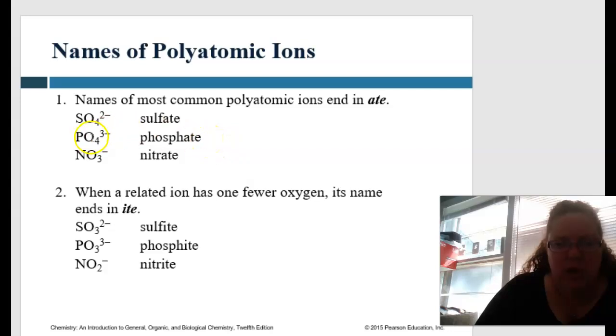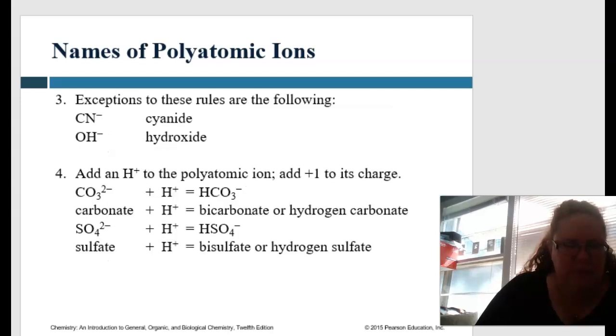Phosphate has 4 oxygens, phosphite has 3. Nitrate has 3, nitrite has 2. As we continue practicing, these will start to roll off your tongue and get a little bit more familiar. The exceptions to these rules, because of course there are always exceptions, are cyanide and hydroxide.